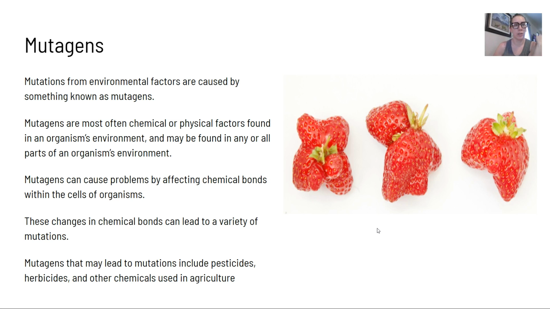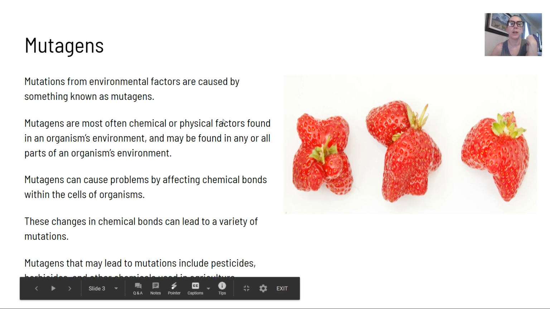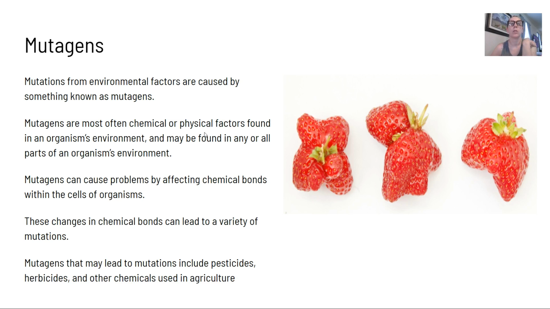So mutations from environmental factors are caused by something known as mutagens. Mutagens are most often chemical or physical factors found in an organism's environment and may be found in any or all parts of an organism's environment. So here are these mutated strawberries. Mutagens can cause problems by affecting chemical bonds within the cells of organisms, and these changes in chemical bonds can lead to a variety of mutations.